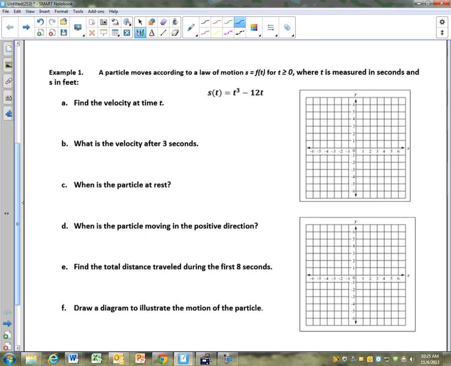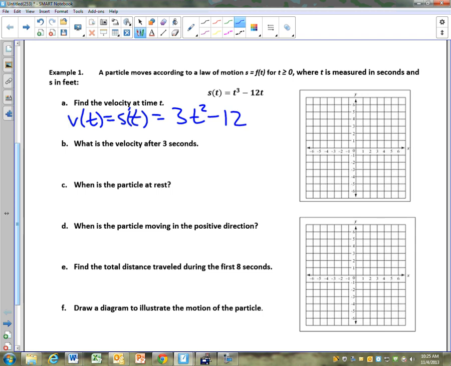Find the velocity at time t. How does the velocity function relate to the position function? Derivative. So v of t is the same as s prime of t. Okay? What is the derivative of that function? 3t squared minus 12. Okay? Very good.